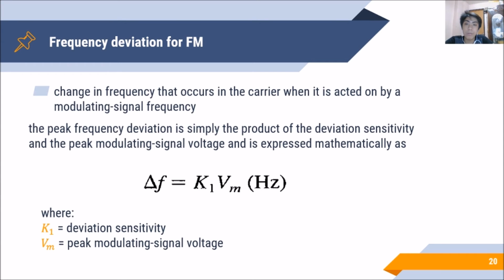So frequency deviation for FM is simply the change in frequency that occurs in the carrier when it is acted on by a modulating signal frequency. The peak frequency deviation is simply the product of the deviation sensitivity and the peak modulating signal voltage, and is expressed mathematically as delta F equals K1 Vm in Hertz. Again, K1 equals the deviation sensitivity, and Vm equals the modulating signal voltage.